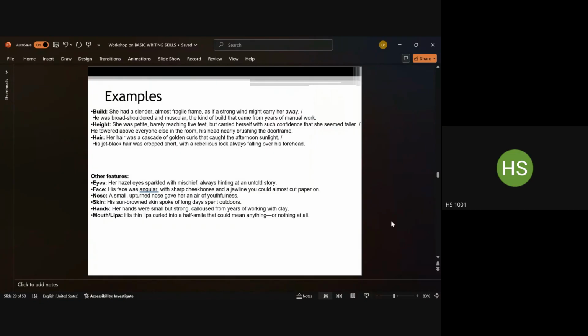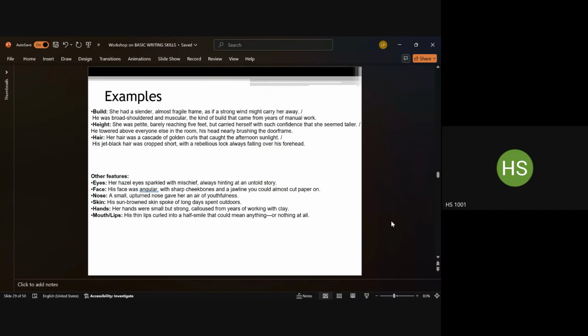His jet black hair. Now, there are several adjectives associated with each of these, right? To describe someone's height and someone's hair or build, and so on. Eyes, face, skin, the other features here: her hazel eyes. Again, this is a description of the eyes. You could have several, and depending on the features you can change it as you wish. But this is a skeletal part.